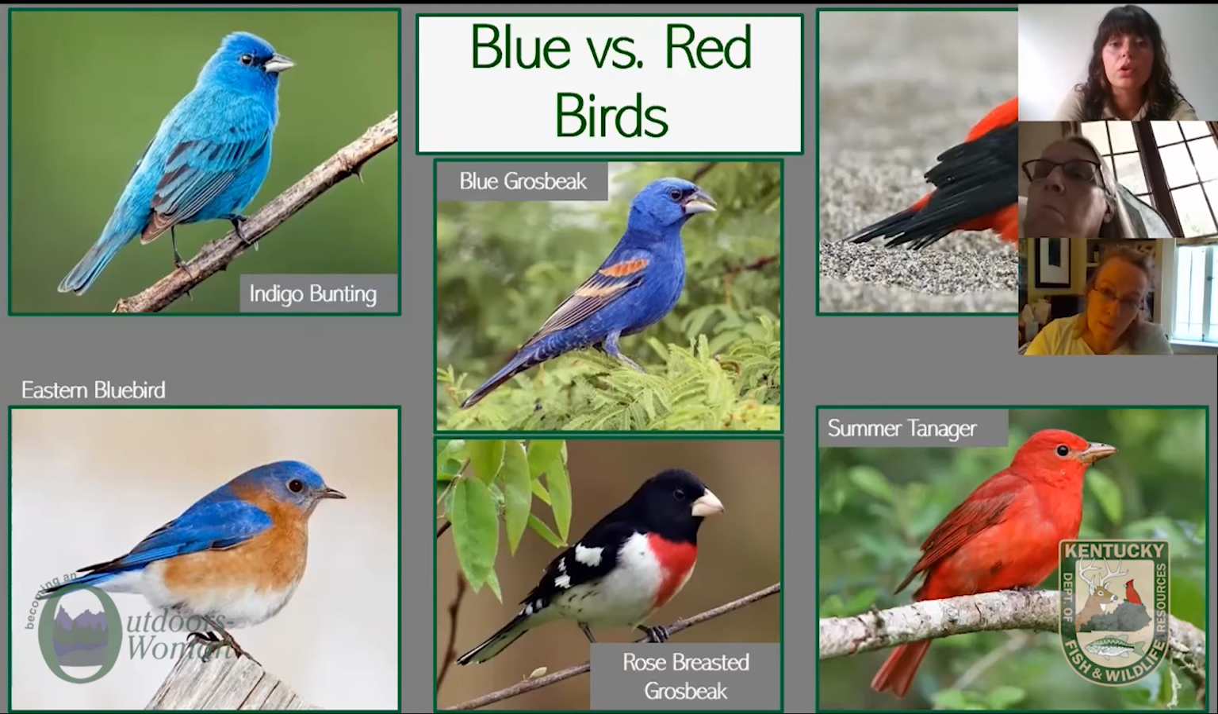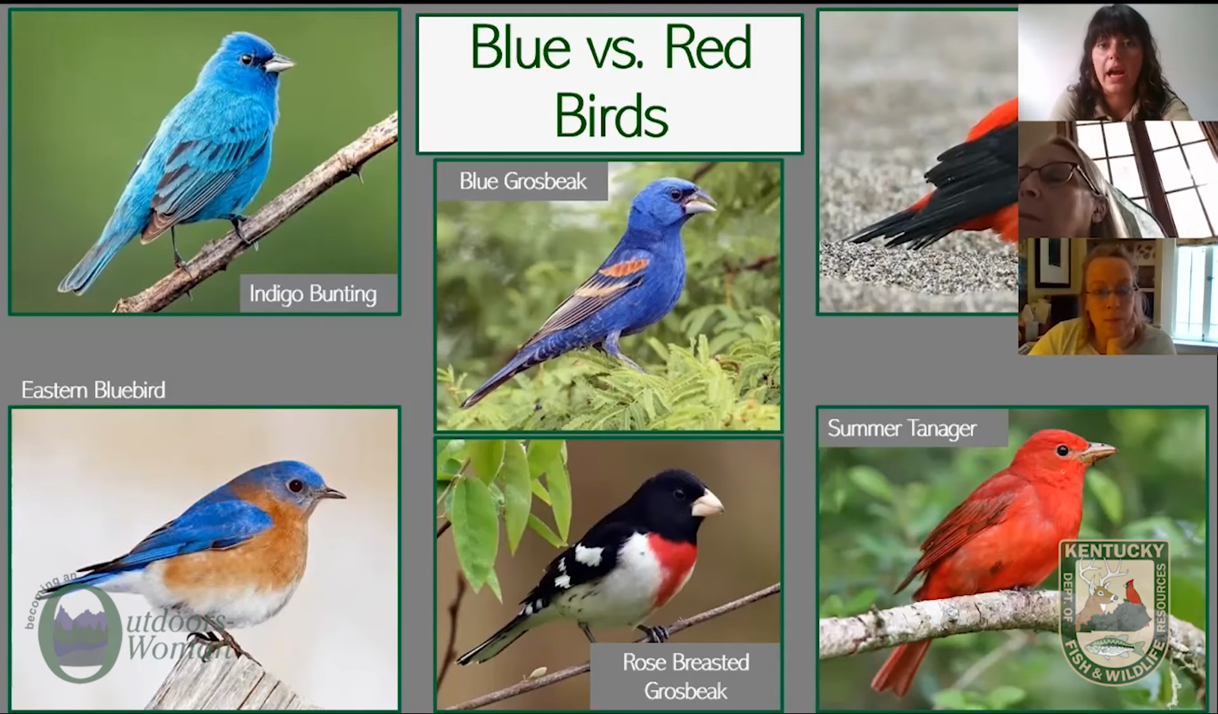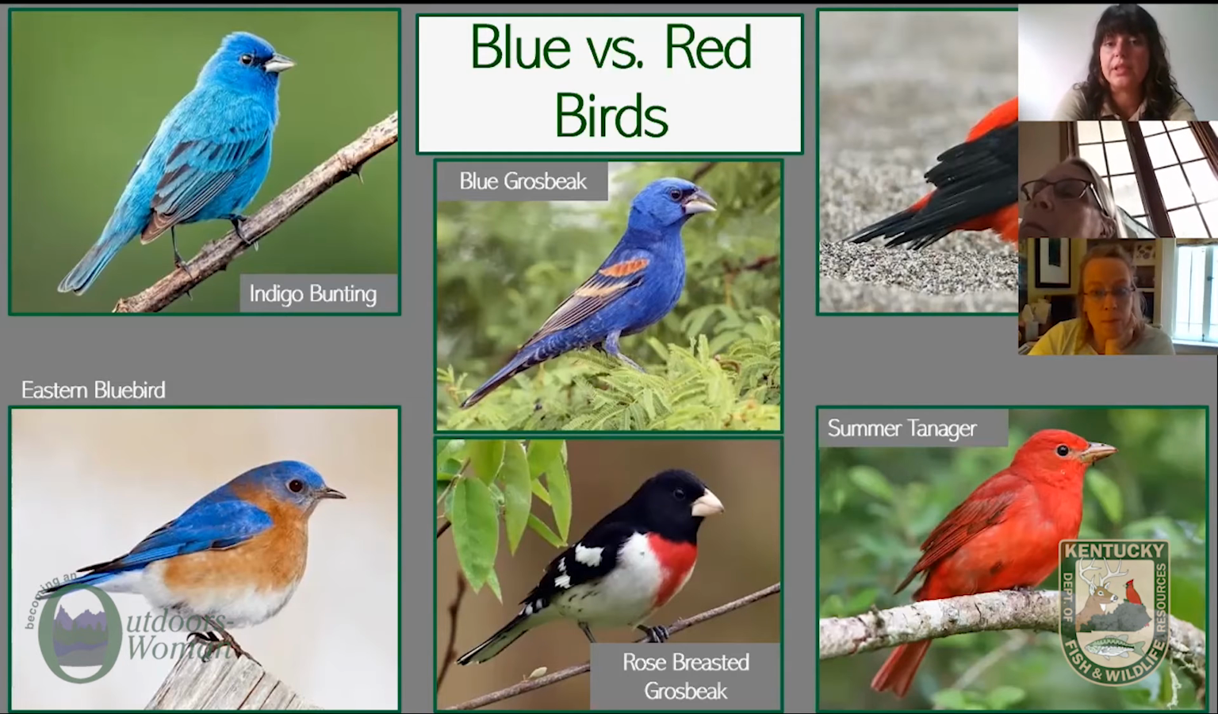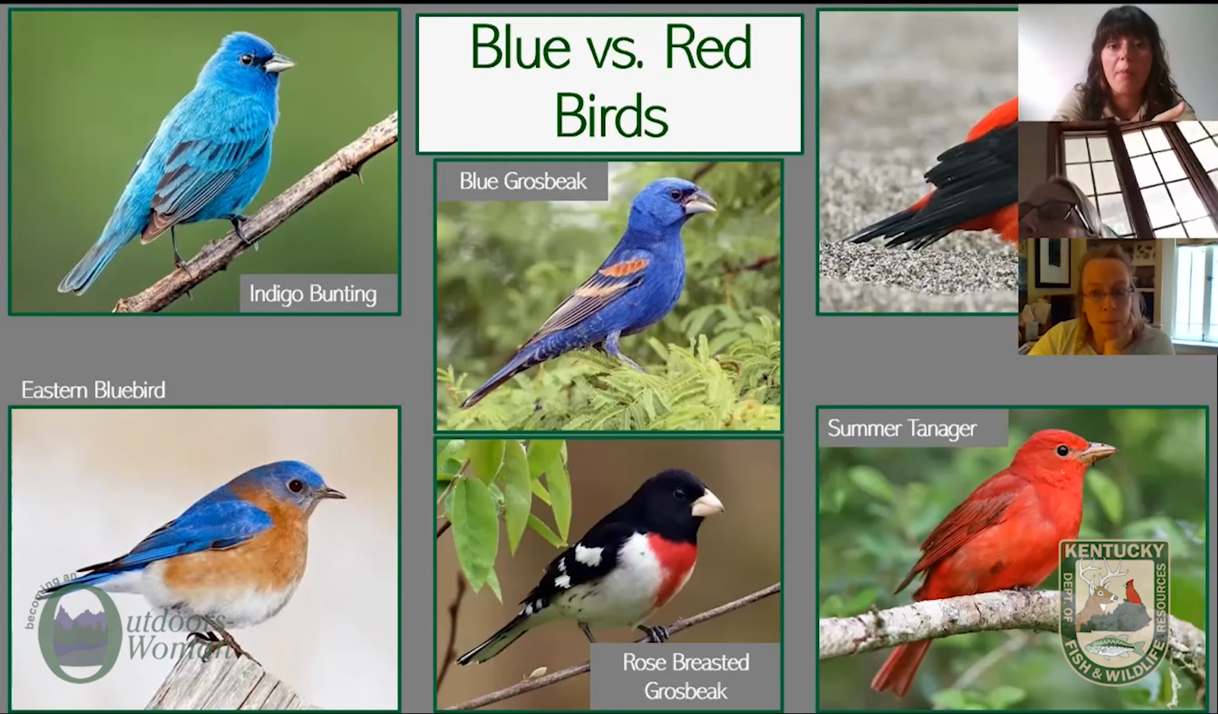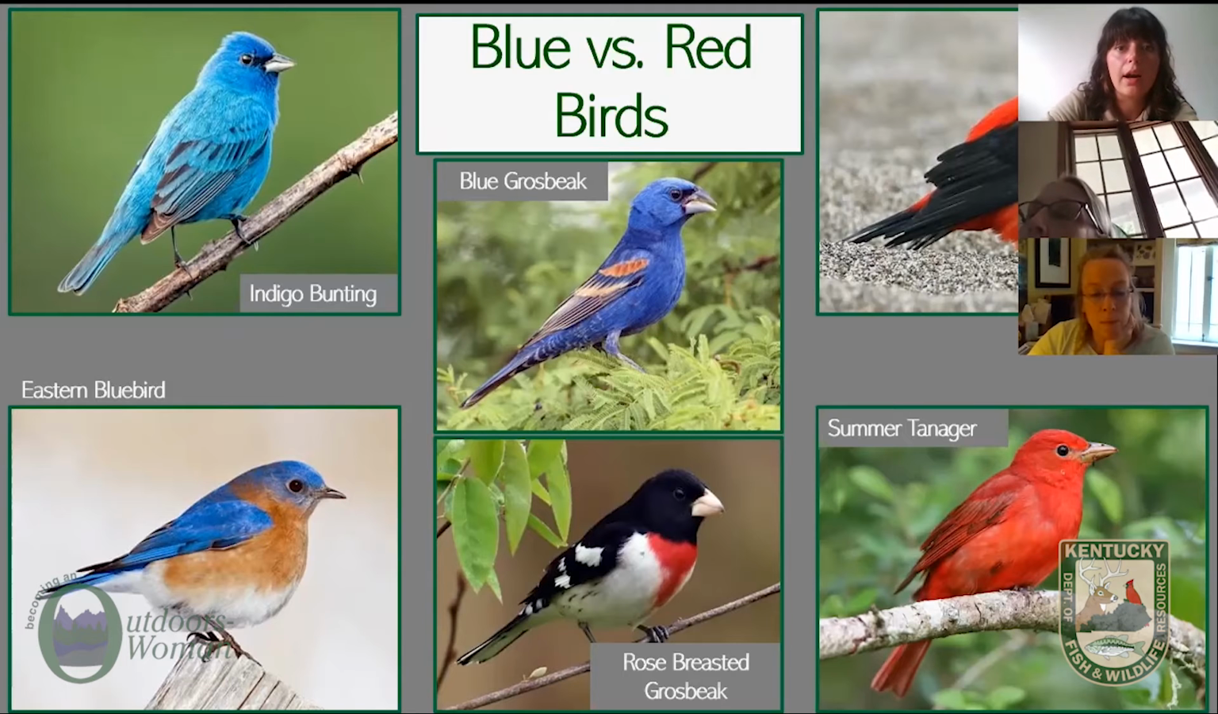But if you look on your Merlin Bird ID app, if you guys download that, they actually have a way you can search birds by shape and size. So let's say you see a scarlet tanager, but you're not sure what it is, you can put in the information of the bird and it will generate possibilities for you. And they do size.